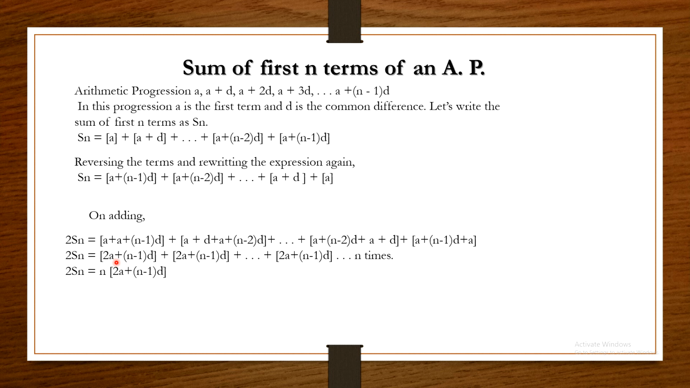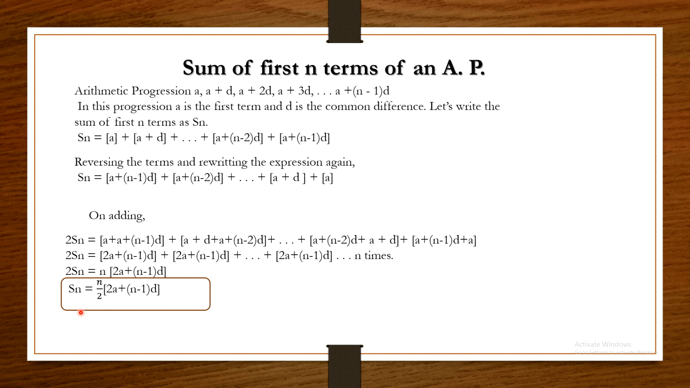So 2Sn equal to 2a plus (n minus 1)d, but these terms are n times. So we can write 2Sn equal to n into (2a plus (n minus 1)d). Now Sn equal to n by 2 into (2a plus (n minus 1)d). This is the formula to find the sum of the first n terms of an AP.